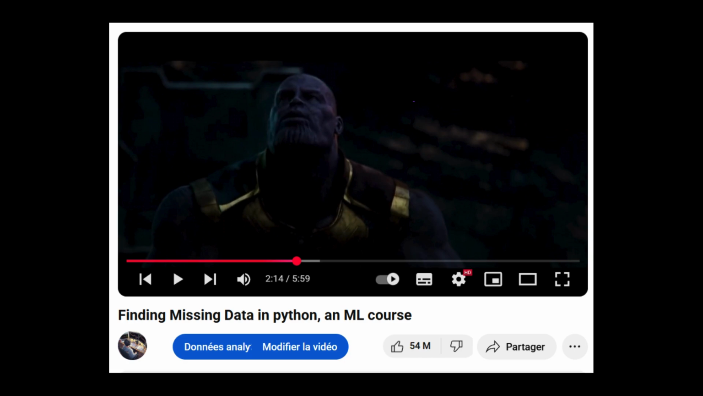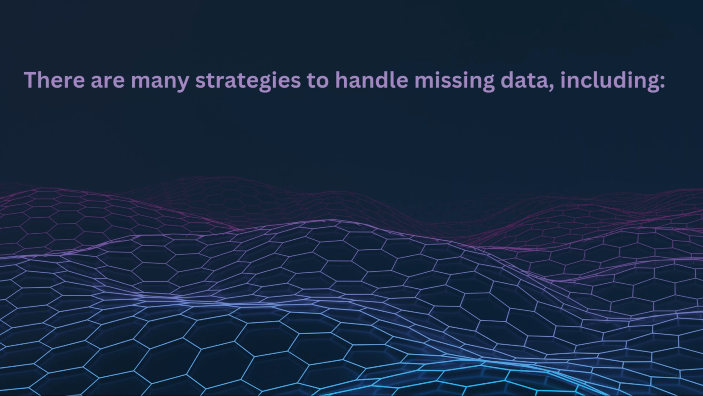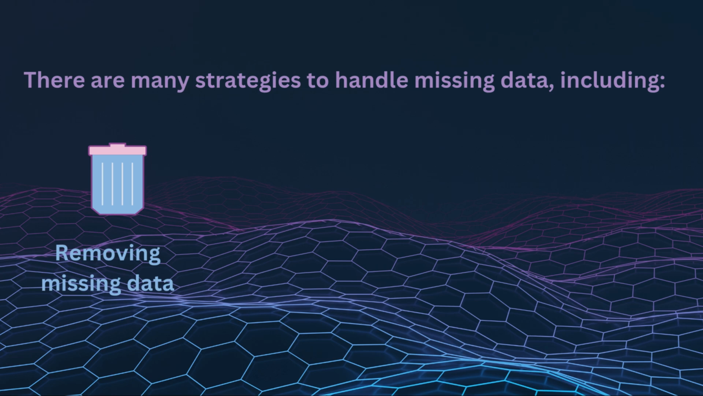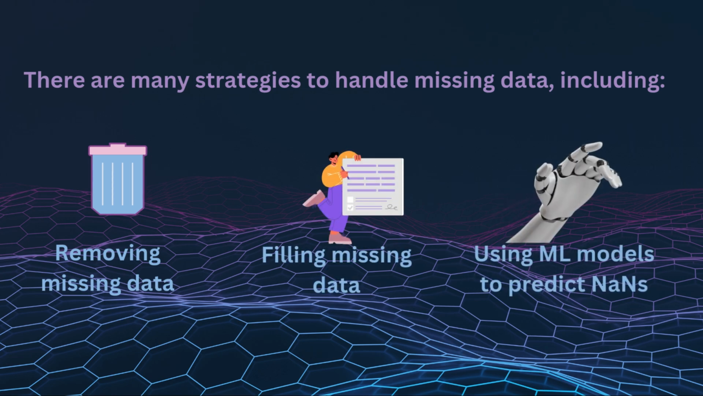We covered this in a previous video. If you missed it, no pun intended, check it out first. So, what are the common strategies to handle missing data? There are three main ways to deal with missing data. Either remove it, fill it, or predict it with machine learning.